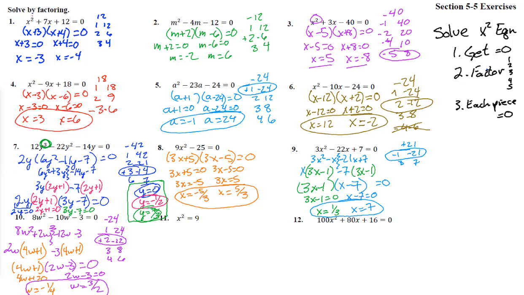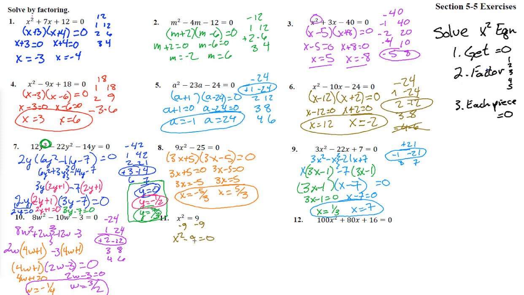Number 11. If we have x squared minus 9, oh, we're not equal to 0. Step number 1, get it equal to 0. So subtract 9, subtract 9. X squared minus 9 equals 0. Now we factor. Is there a greatest common factor? Nope. How many terms? 2 terms.